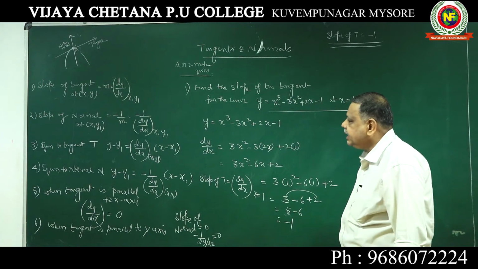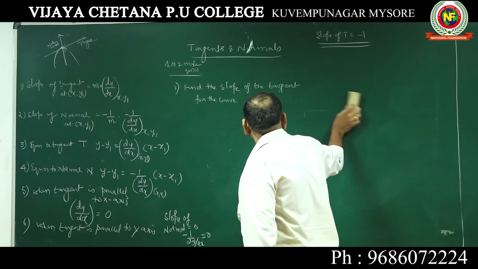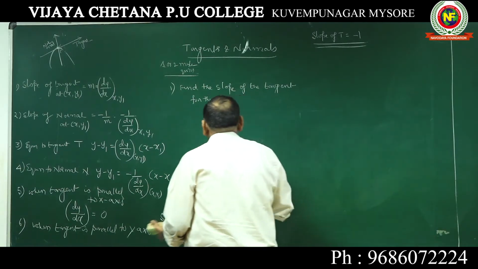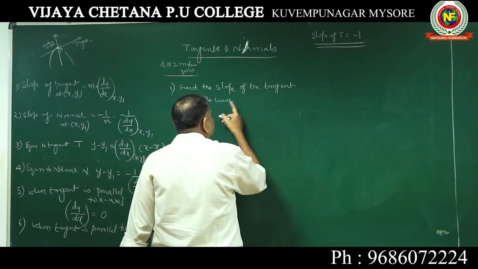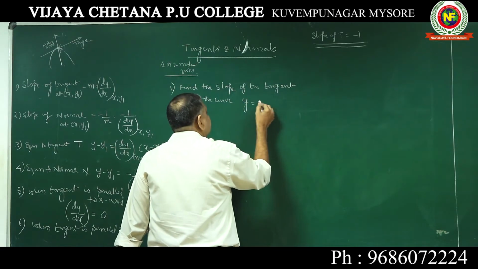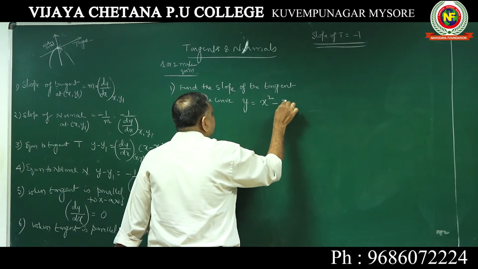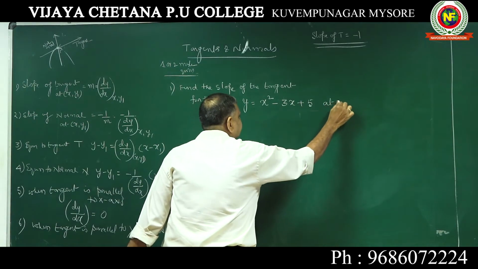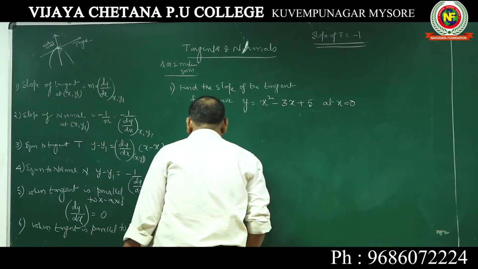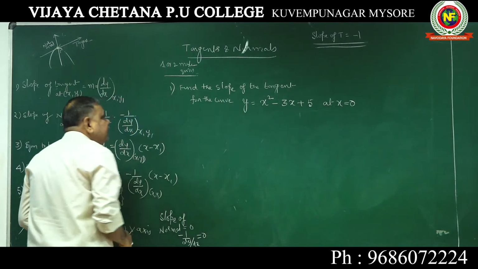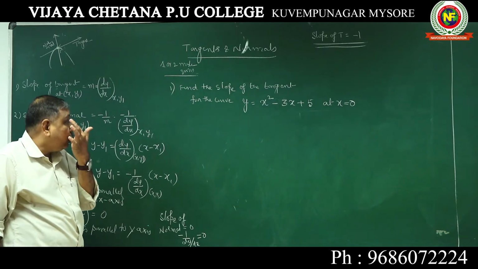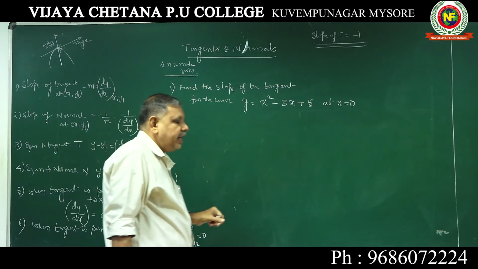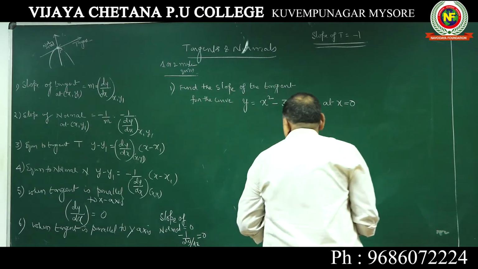Okay, we take the next problem. You can take down the curve. Find the slope of the tangent for the curve y is equal to x square minus 3x plus 5 at x equal to 0. Find the slope of the tangent for the curve y is equal to x square minus 3x plus 5 at x equal to 0. Very important question.